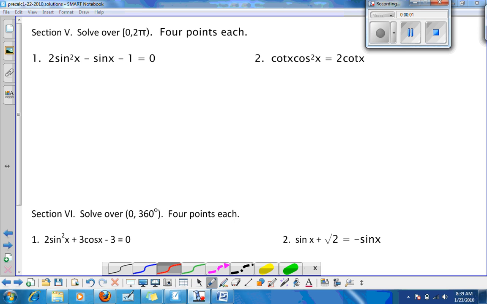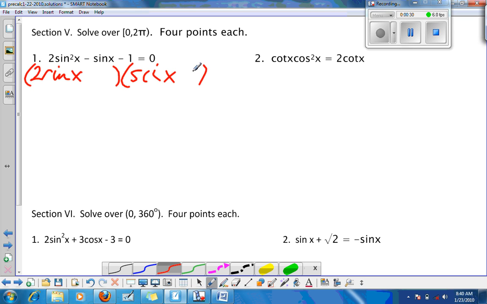Section 5 and Section 6, solving. Well, number 1 of Section 5 is set up and ready to go. All of the terms have sine and it is in a quadratic form, meaning I have this term squared and then this term raised to the first power and then a constant. So let's go ahead and factor this as 2 sine x, leave some space, sine of x here.